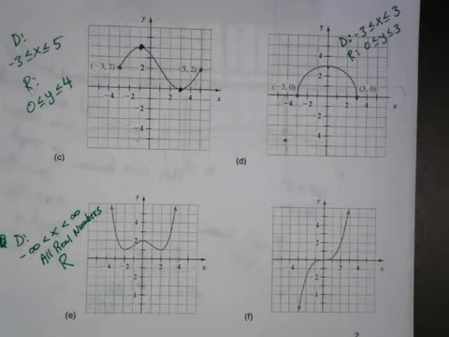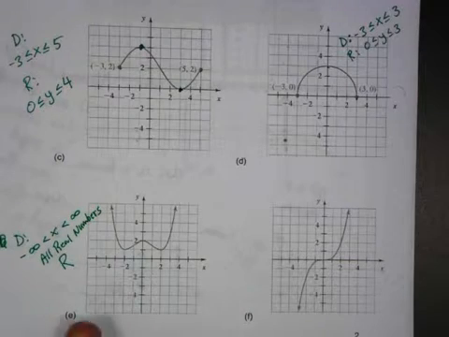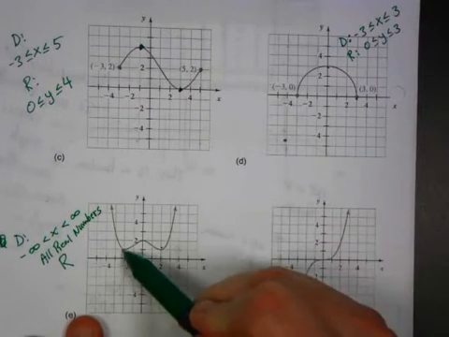How about the range? The lowest y value is 1. Happens twice, but that's okay.